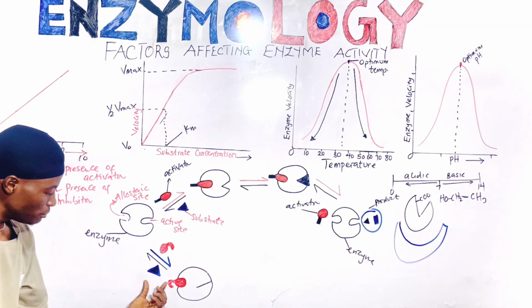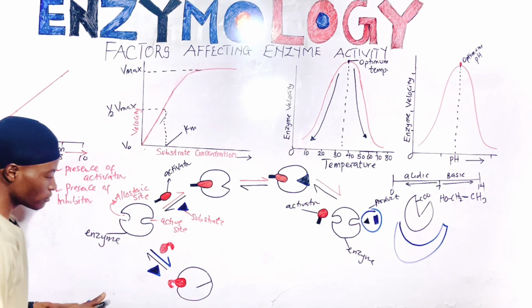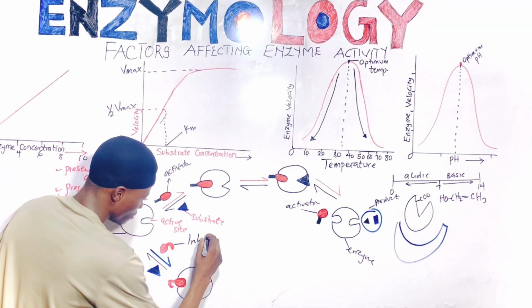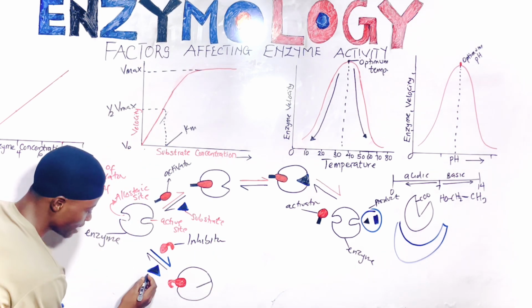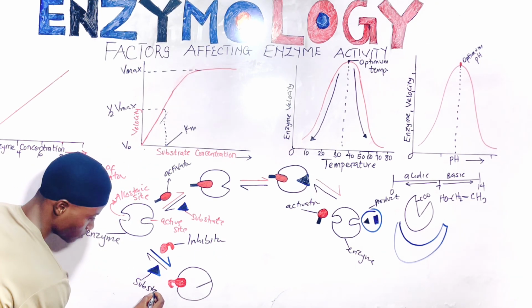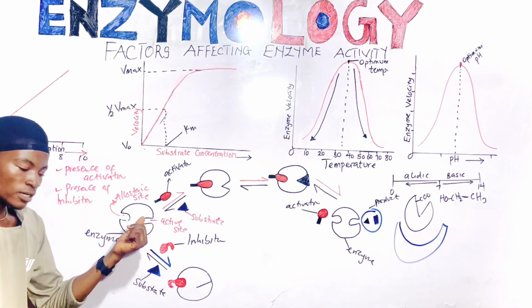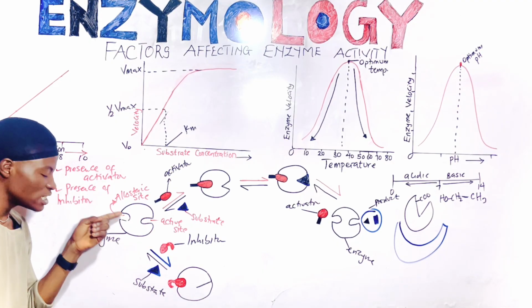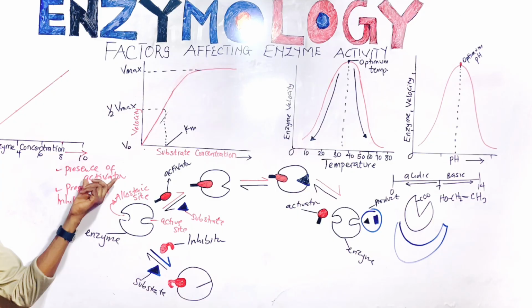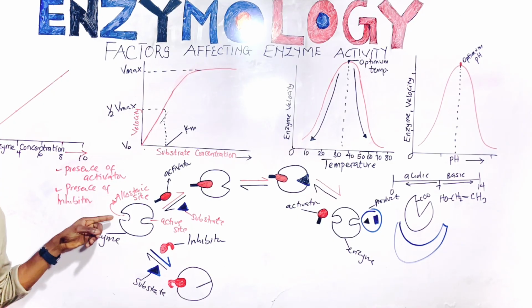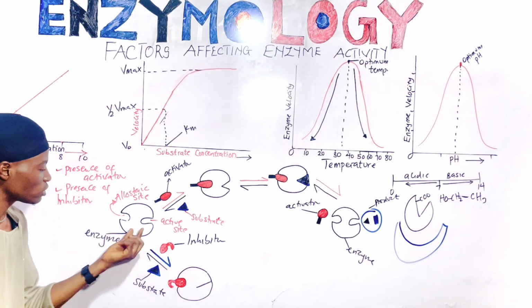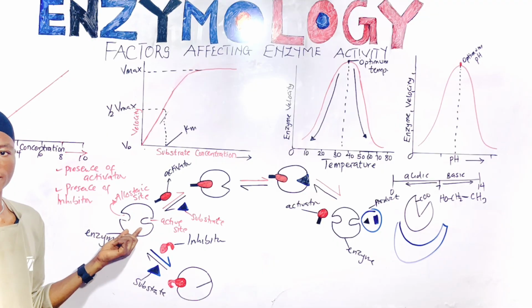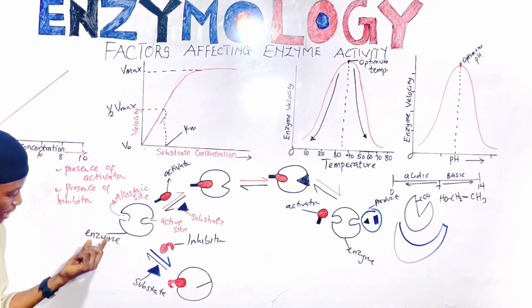In the case of an inhibitor, this is going to be our inhibitor, and this guy here is going to be the substrate. This is the active site. The active site is where the substrate is going to bind. The allosteric site is where any other molecule, be it activator or inhibitor, can bind to influence the conformation of this active site.